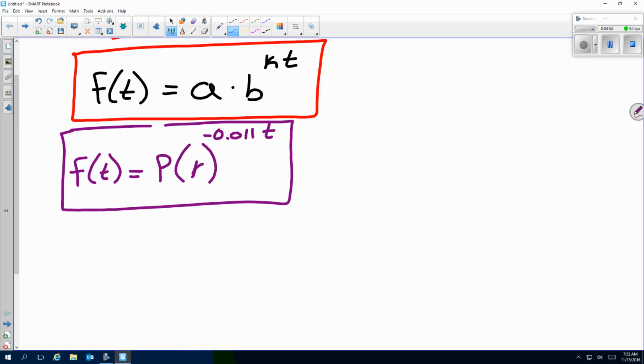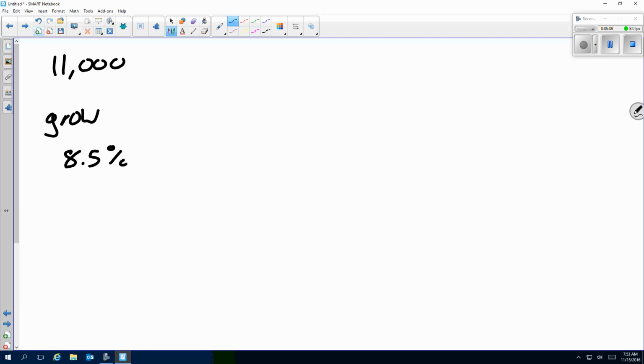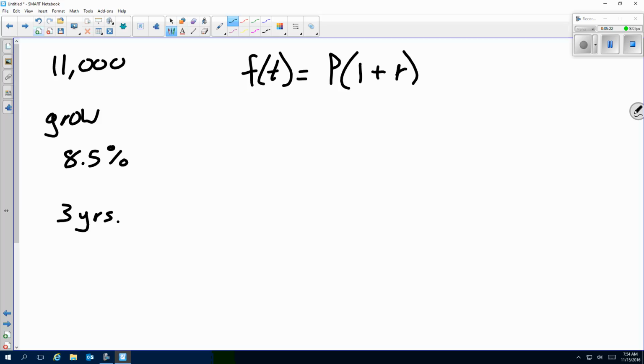Now, that was one way to do this problem. We could have done this problem a different way. We could have said, okay, I have 11,000, and I'm growing at a rate of 8.5% every 3 years. Well, if I'm growing, I could always use the popular equation, the one we've already talked about. My initial population, 1 plus my rate, because we're growing, do we agree, to the kt.